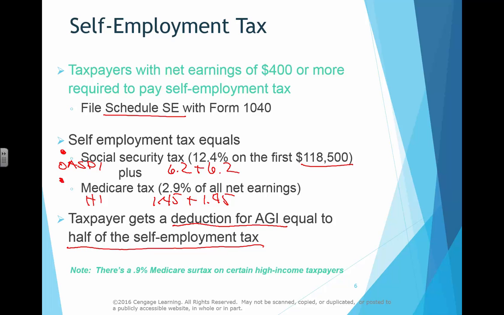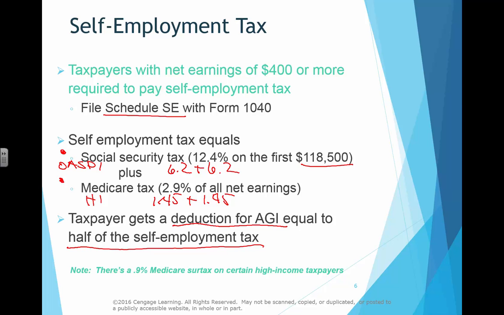So maybe we should take a peek at a 1040. I think we were working on page D11. The self-employment tax itself goes on the back of the tax return, and that goes on line 57. The self-employment tax goes on line 57. And then the deduction for half of the SE tax goes on the front as a deduction for AGI, and that is line 27 on the front.